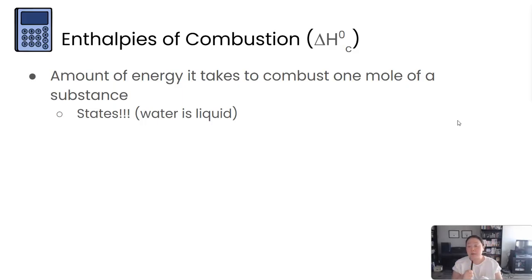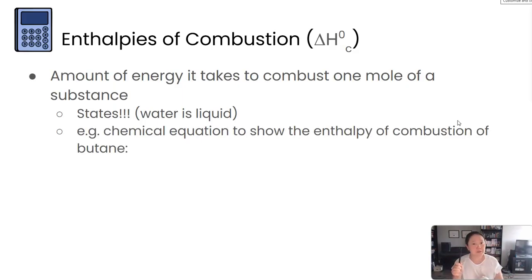States are important, as I pointed out last slide. And so you have to make sure that the states of all of your products are also correct. Carbon dioxide is the obvious one. That one is going to be gas. Water is going to be liquid in these enthalpies of combustion. It may not make sense because if you think you're burning something, you're probably going to be getting water vapor out of it instead of water droplets. But here we go. There's your definition. So try to see if you can figure out what the equation would look like for the combustion of butane.